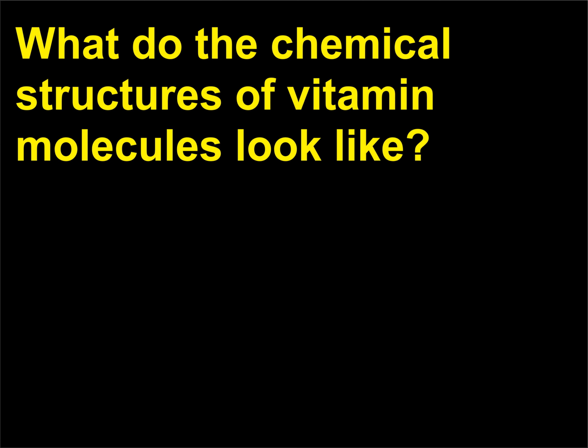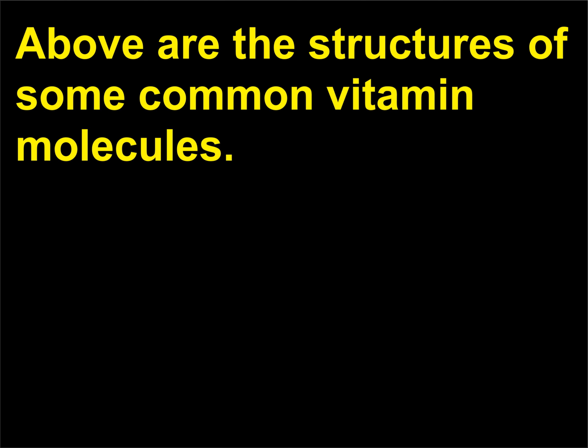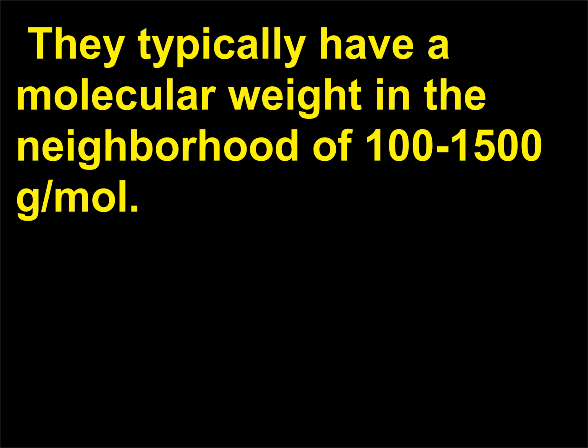What do the chemical structures of vitamin molecules look like? Above are the structures of some common vitamin molecules. They typically have a molecular weight in the neighborhood of 100-1500 g/mol.